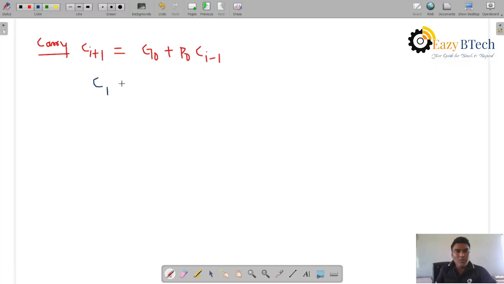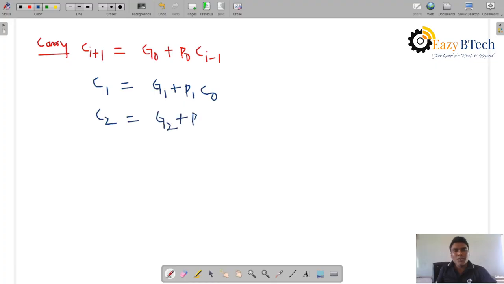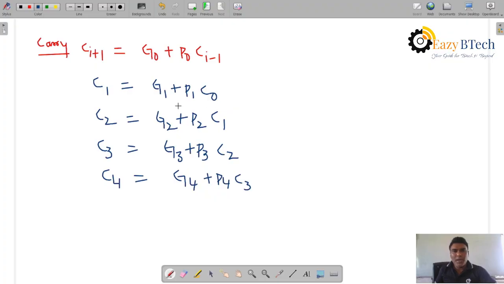So C1 is equal to G0 plus P0 and the lower carry, which is 0. C2 is equal to G2 plus P2 and C1. C3 is equal to G3 plus P3 and C2. And C4 is equal to G4 plus P4 and C3. You see, it looks ahead at the carry. Every time it looks ahead at the previous carry. Once C0, the initial carry, is given, then C1 is equal to G1.